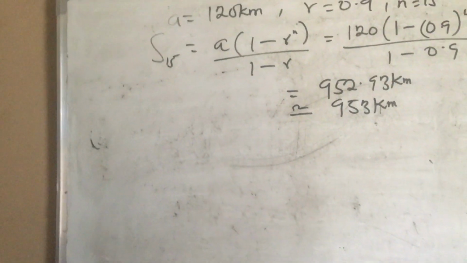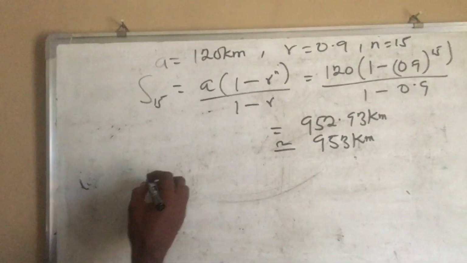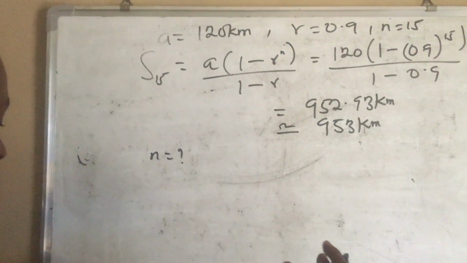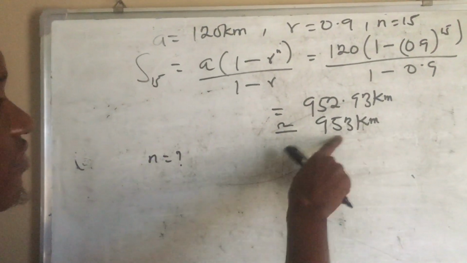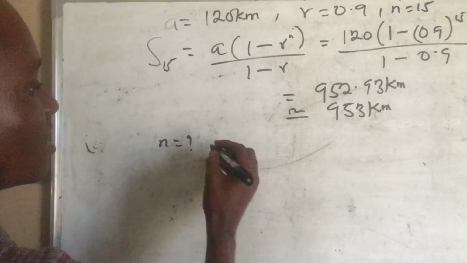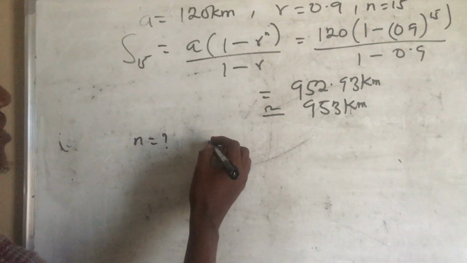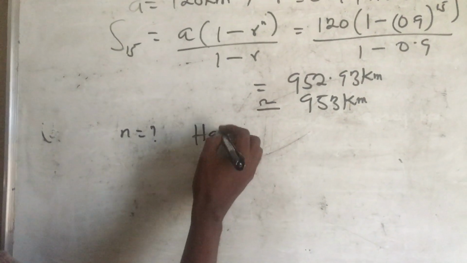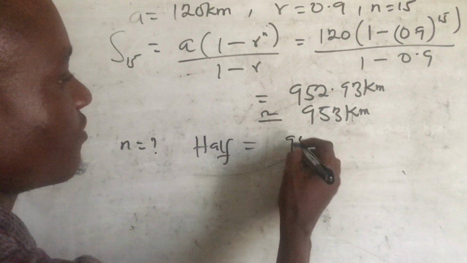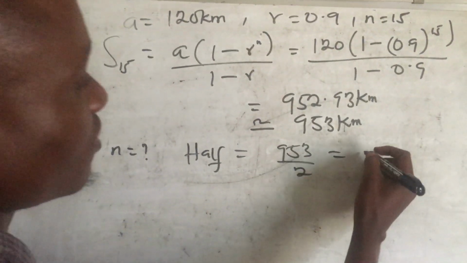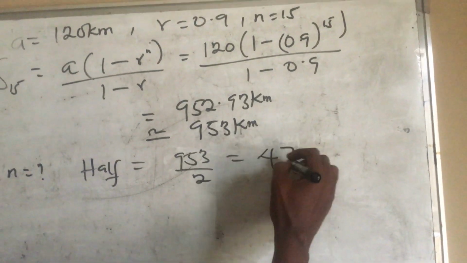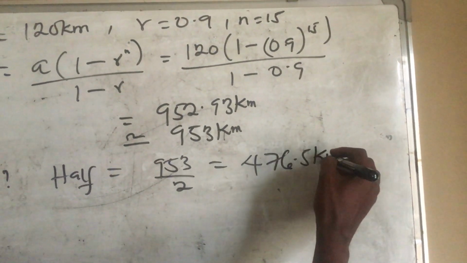Now the second part is saying, after how many days? Now they are telling you to find n. We want to reach half of this distance. After how many days? Now, what's half of this? Half is just 953 over 2, which is 476.5 kilometers.